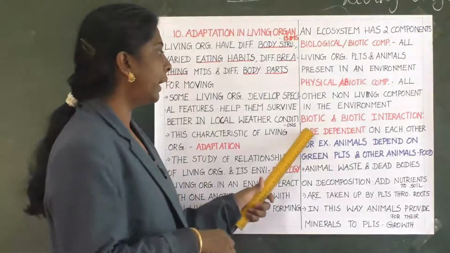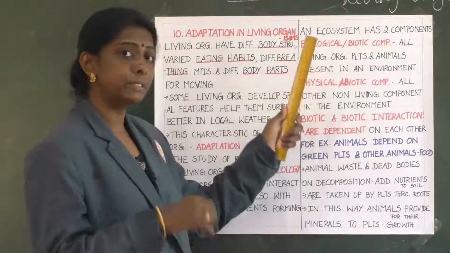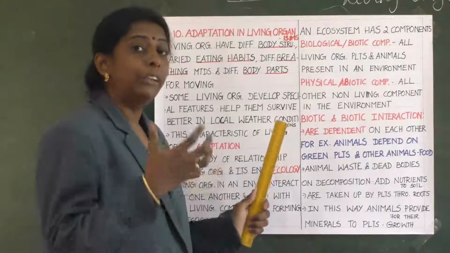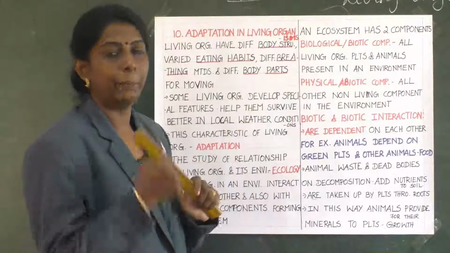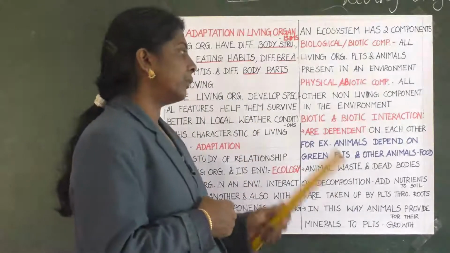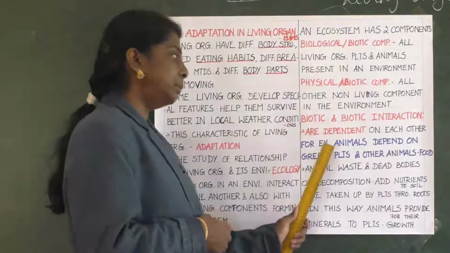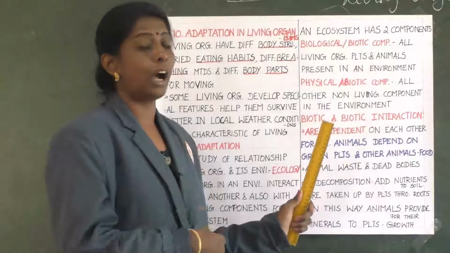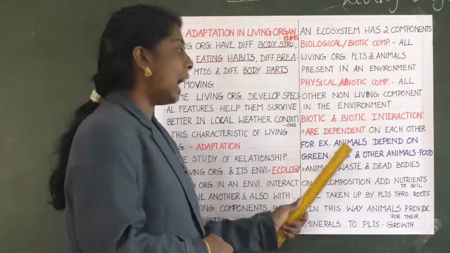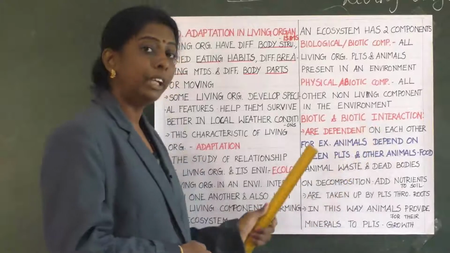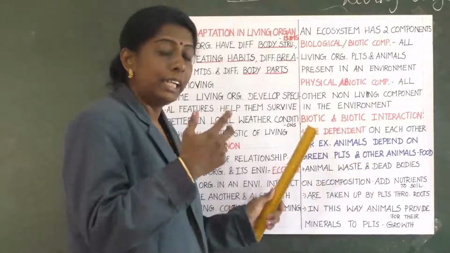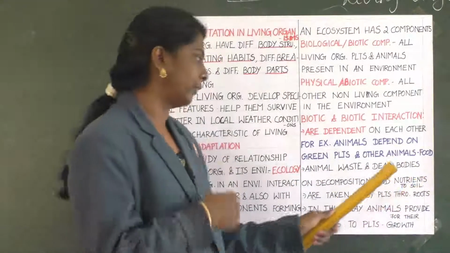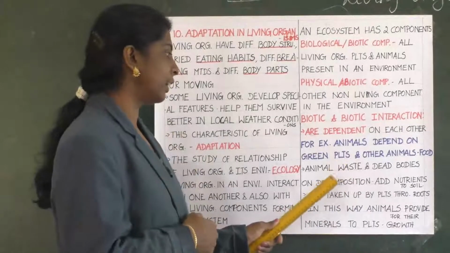As you all know, biotic is nothing but living organisms which are present in the environment. So, we are going to learn about the interaction between biotic and biotic. Okay. So, they are dependent on each other. How? For example, animals depend on green plants for food. Either they depend on green plants or other animals for food. Is it not? They are depending.